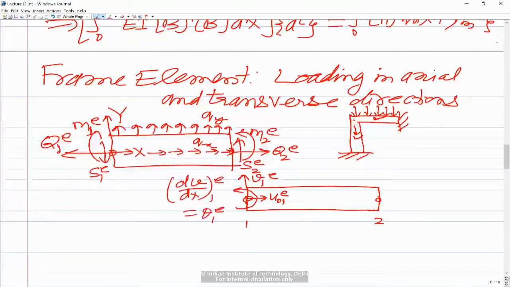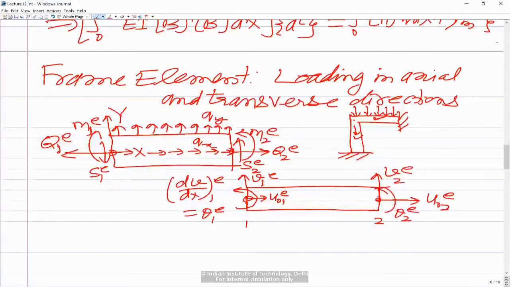So same thing at this node, you will have u naught 2 for the element, the degree of freedom is v2e, and you will have this theta 2e. So these are the degrees of freedom at the second node. So this is how this element would be.